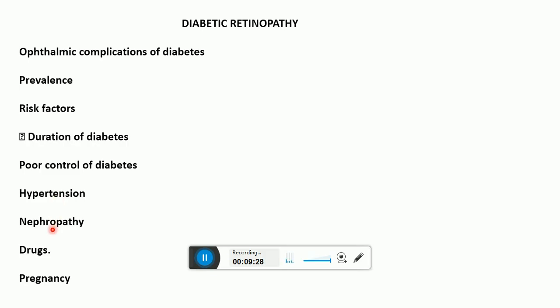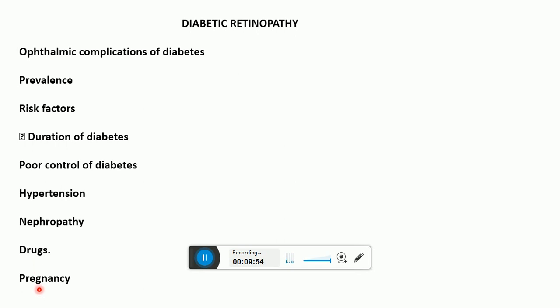Nephropathy. Nephropathy, if severe, is associated with worsening of diabetic retinopathy. Conversely, treatment of renal disease, for example, renal transplantation, may be associated with improvement of retinopathy and a better response to photocoagulation. Drugs. Pioglitazone is associated with a significant risk of worsening of diabetic macular edema.